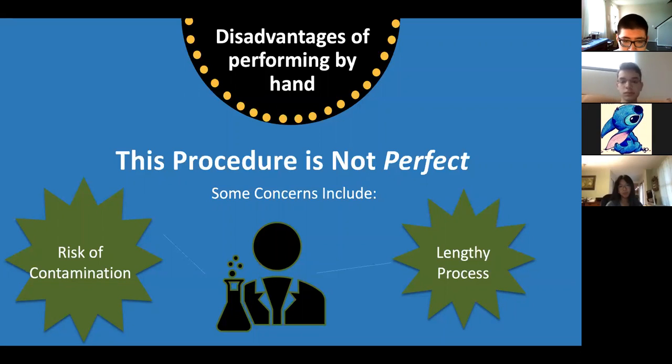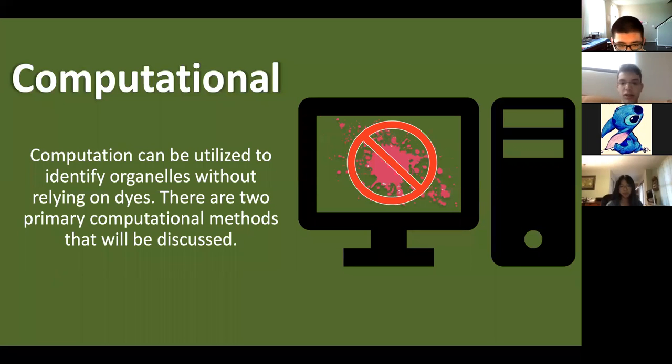Another problem is the lengthy process of analyzing everything by hand. Often, labs spend most of their time analyzing each organelle and verifying for errors. Computation can be used to drastically improve the efficiency of this process. So how do we use computation to get around having to manually identify every single organelle?